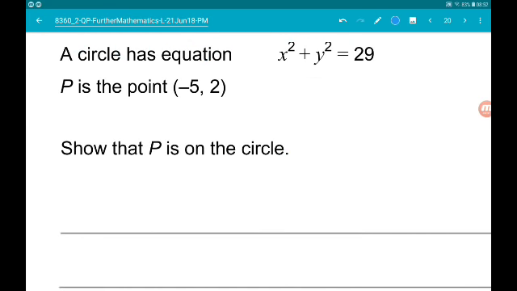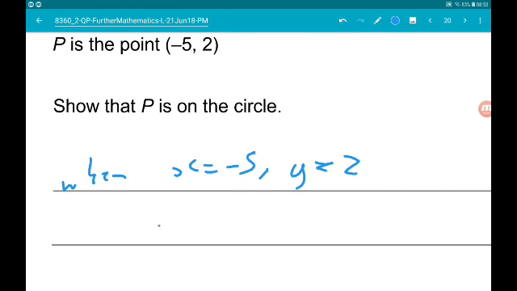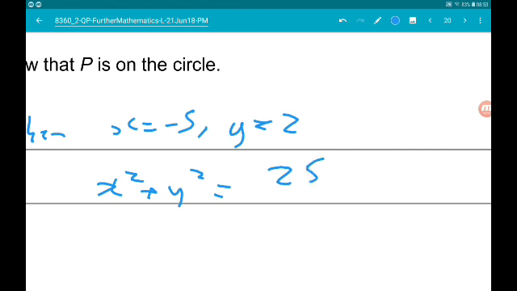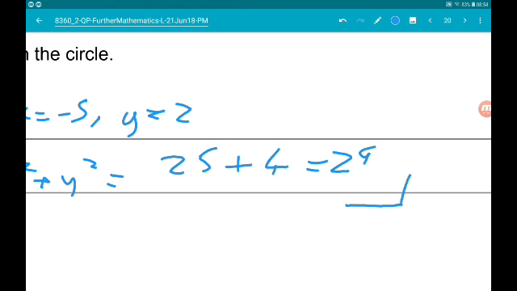Question 17, we got circles and tangents. Check out my playlist down below. So, a circle has equation x squared and y squared is 29. P is the point minus 5, 2. We want to show that P lies on the circle. So, what we do is substitute the coordinates into x squared and y squared. So, when x is minus 5 and y is 2, x squared and y squared is equal to minus 5 squared is 25, 2 squared is 4, 25 and 4 is 29. So they satisfy the equation, they lie on the circle.